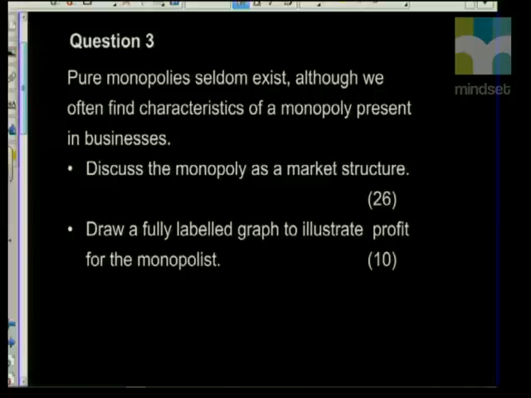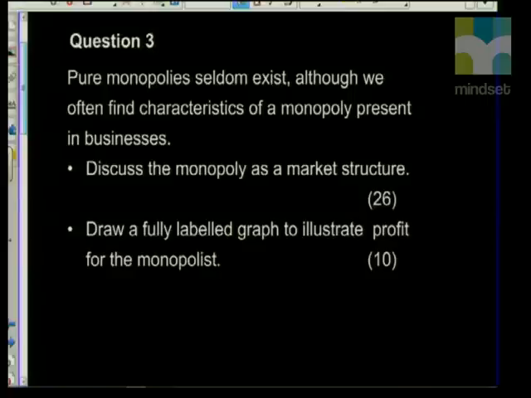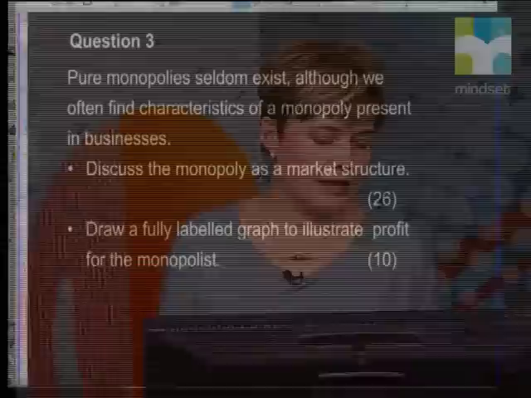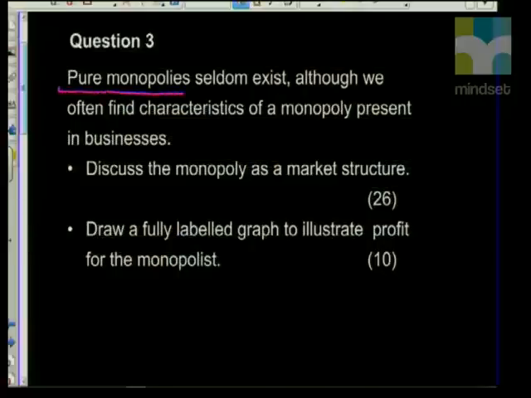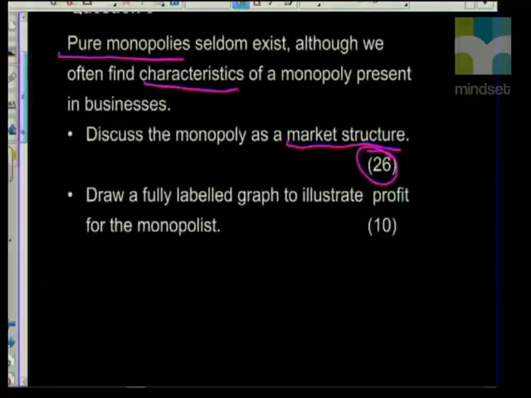Now in this question, you can clearly see the difference between the main part and the additional part, because section C will usually consist of a question made up of 2 parts. The very important thing about writing this question is that you must start with an introduction. Looking at this question, they mention pure monopolies. They mention characteristics. They want you to discuss the monopoly as a market structure, and they clearly indicate that this is worth 26 marks. And then the second part, which would be known as the additional part of the essay, you have to draw a graph explaining profit of the monopolist, and that would be worth 10 marks.